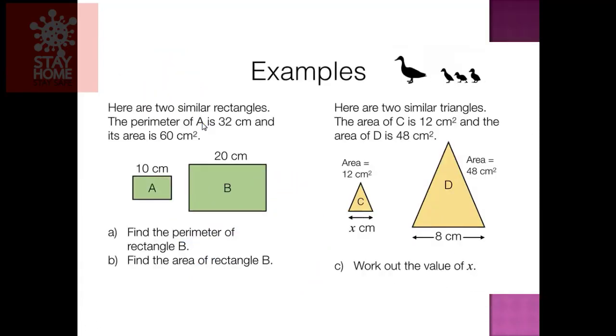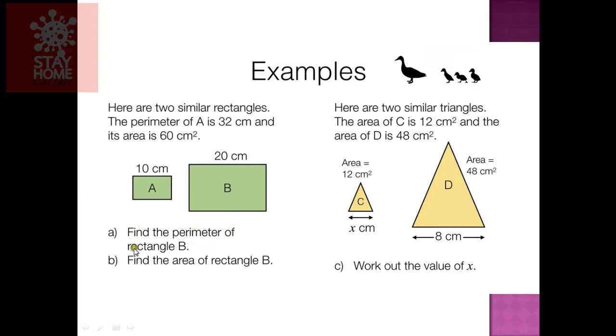Another example, here are two similar triangles. The perimeter of A is 32 centimeters and its area is 60 centimeters. Here we have two values. Perimeter is the length of this side plus this side plus this side. This is perimeter. And the area is 60 centimeters, meaning length multiplied by width is the area.